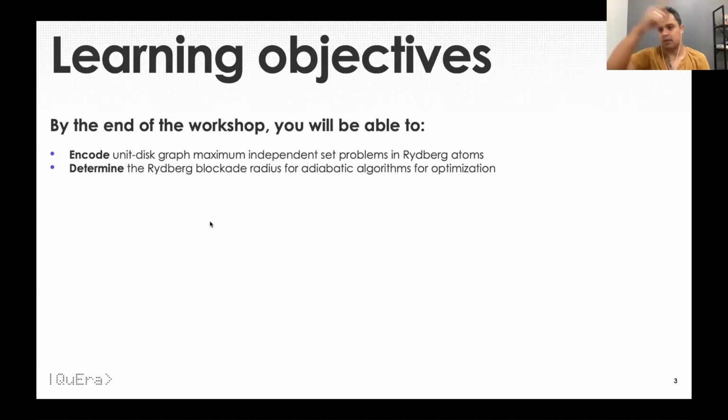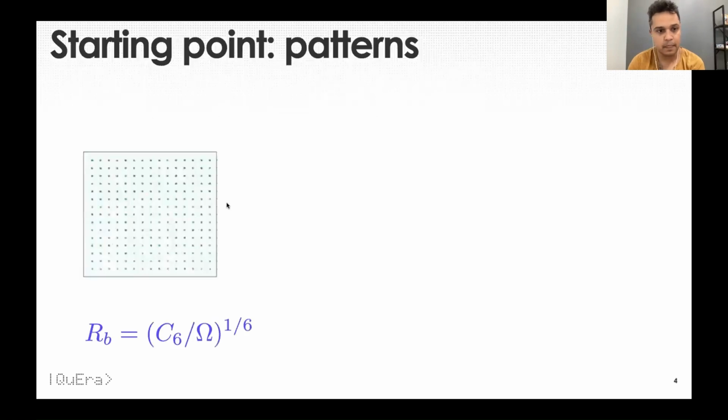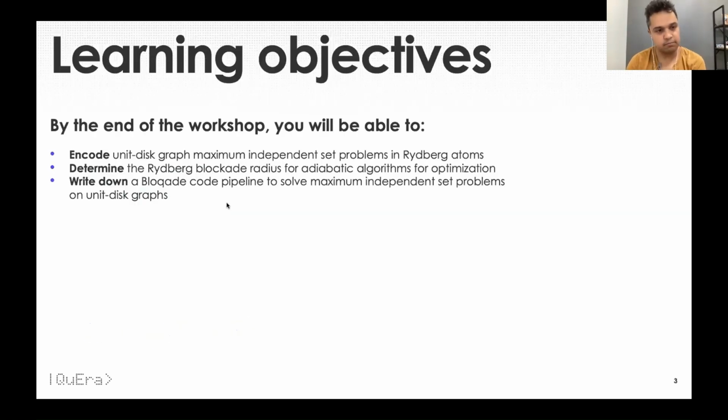It can do cyclic, periodic pulses. It can do quenches. It can do a lot of things. And it can also do slow ramps. If it can do slow ramps, that's a very efficient way of doing annealing, of solving optimization. But it can do QAOA too. People have demonstrated QAOA with this kind of machine as well. And we'll learn how to write down a blockade code pipeline to solve these maximum independent set problems on unit disk graphs. Three points. I think we can get there in 30.